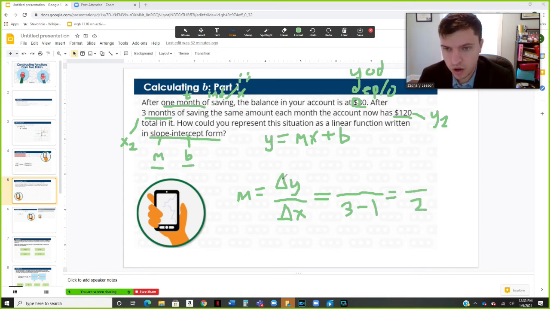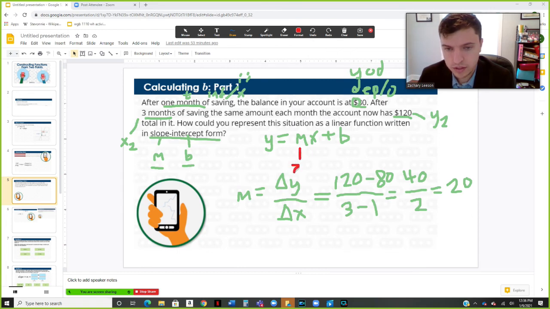So the change in y, how much did y change over that time? My y sub 2 that goes with my x sub 2 here is 120. And I will subtract 80 because that is the amount that goes with that 1 month. So I'm going to get 40. I have $40 that I've saved over the 2 months that I'm looking at here, right? So that's $20 per month. So m equals 20. Nice. It's good to know.